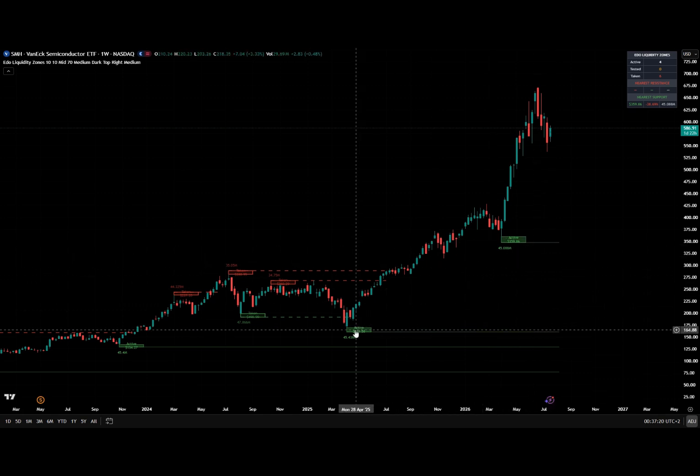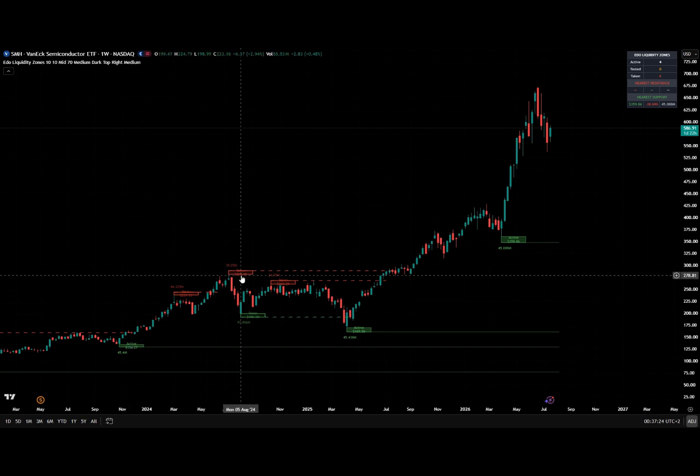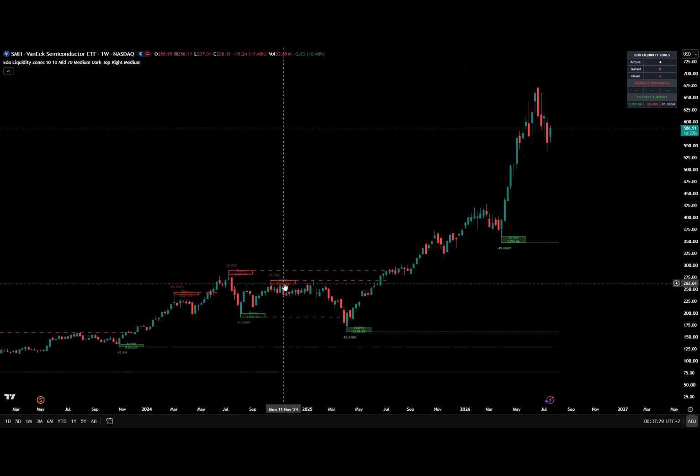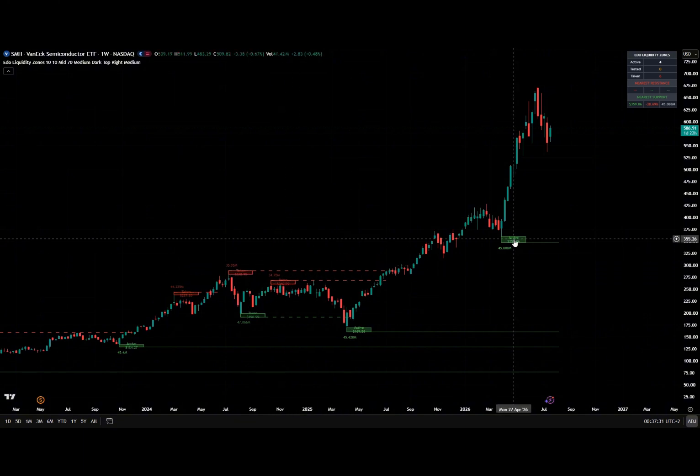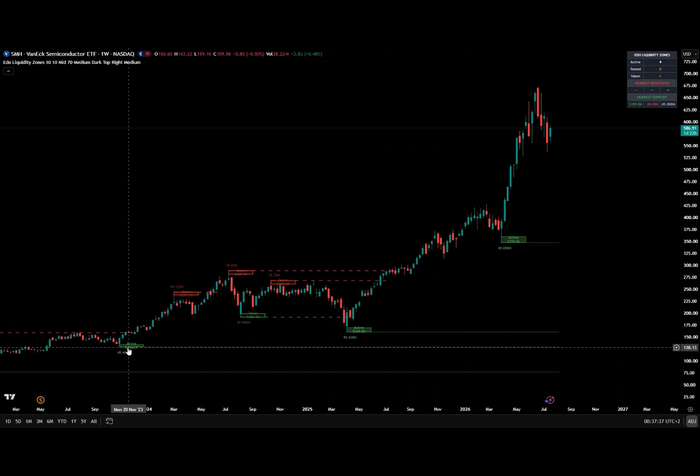Green zones sit below price and work as support. Red zones sit above and work as resistance. Same logic, opposite side. On the semiconductor ETF price has left a stack of green levels behind it, each one a place where buyers showed up in size.